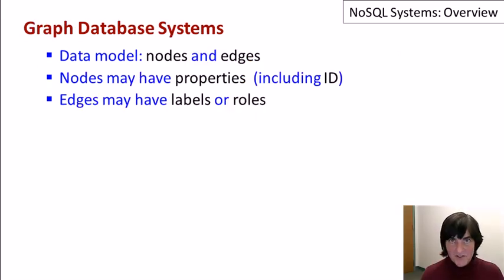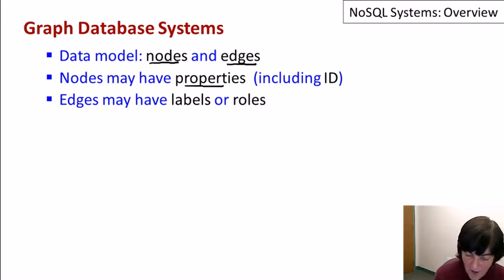And the last type of NoSQL system I'd like to cover is graph database systems. Graph database systems, as the name implies, are designed for storing and running queries or other operations over very large graphs. The data model is that every object is either a node or it's an edge between nodes. Nodes may have properties. Very often ID is a required property of a node. And edges may have labels, or you can think of them as roles.